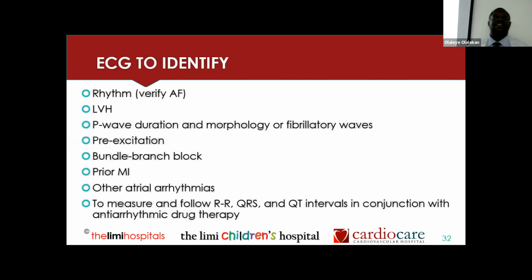And ECG is very, very important. You need to identify the rhythm on the ECG. And ECG will also help you sometimes to show some other structural heart disease or coexisting arrhythmia. Atrial fibrillation can coexist with other arrhythmia, like atrial flutter, other supraventricular arrhythmia, and even sometimes some ventricular arrhythmia. So ECG will help you to look at this.